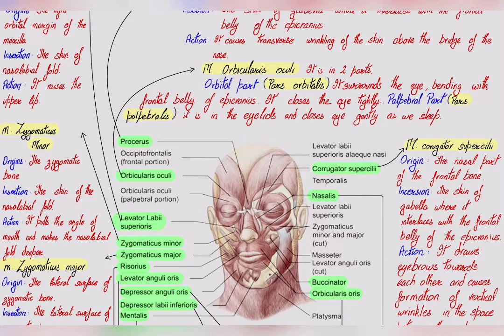Now, the next muscle is the zygomaticus minor muscle, which is located over here as we can see in this picture. It originates from the zygomatic bone, as the name suggests, and has its insertion in the skin of the nasolabial fold. It performs the function of pulling up the angle of the mouth, which is over here above, and makes the nasolabial fold deeper, which is over here.